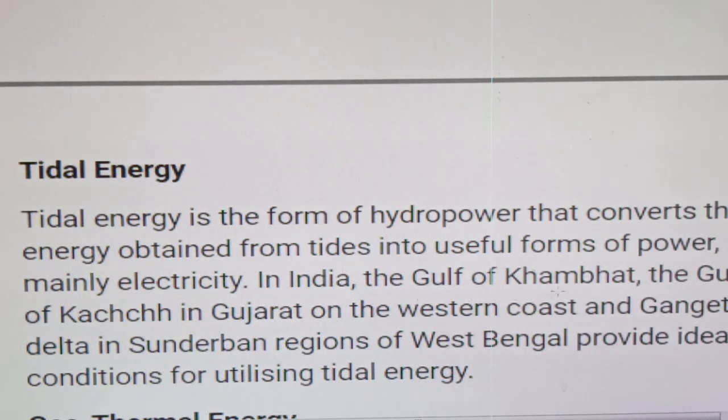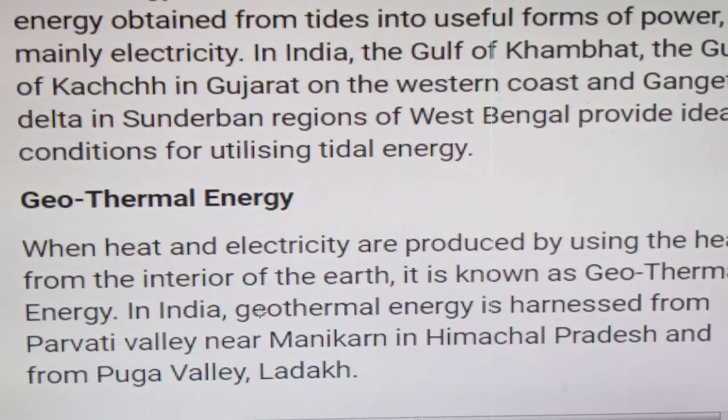In India, the Gulf of Khambhat and the Gulf of Kutch in Gujarat on the western coast, and the Gangetic Delta in the Sundarban regions of West Bengal provide ideal conditions for utilizing tidal energy. These are the main areas where we are utilizing tidal energy. Geothermal energy is when heat and electricity are produced by using the heat from the interior of the earth. As you all know, as we go higher, the temperature changes and it is cold, and as we go deeper, heat is there. It is known as geothermal energy. In India, geothermal energy is harnessed from the Parvati Valley near Manikaran in Himachal Pradesh and the Puga Valley in Ladakh.